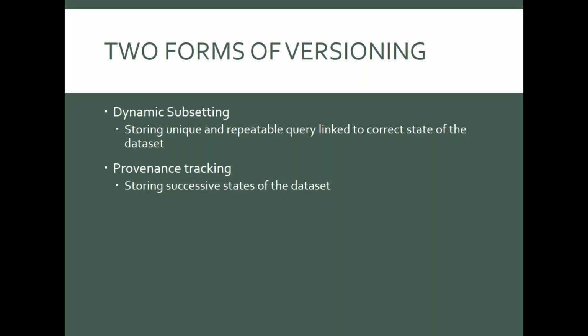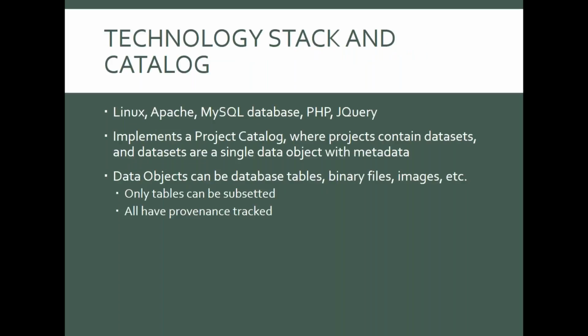And I think this is a little bit of the realization on our part that the dynamic data citation really is meant to address the first, which is dynamic subsetting, storing unique and repeatable queries linked to a correct state of a data set. But we also wanted to use this system for provenance tracking, which I think we did, but it's a different kind of lift, and I think that's been an interesting and useful split to maintain in my mind, that we're trying to accomplish both of these with the same system.